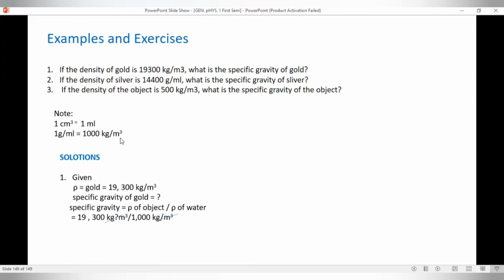So therefore, the density of the object, gold, is 19,300 kilograms per cubic meter, and the density of our reference object, which is water, in kilograms per cubic meter is 1,000. So this is now its equivalent. By cancellation, the kilogram per cubic meter cancels out. Dividing 19,300 by 1,000, you get 19.3. Take note, as said in our discussion earlier, the specific gravity has no unit because they cancel out. Okay?